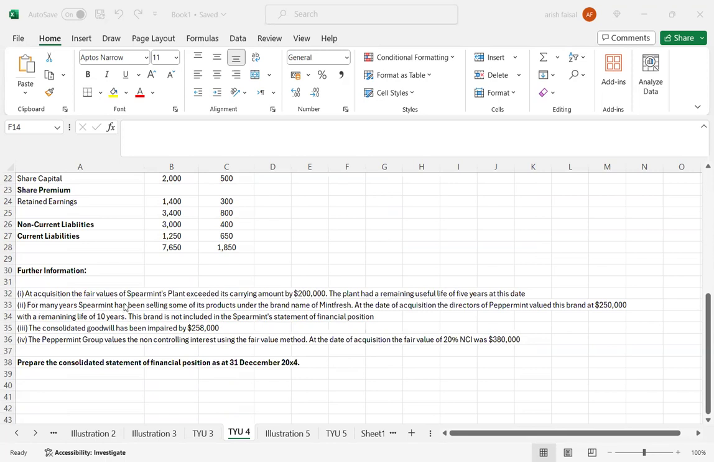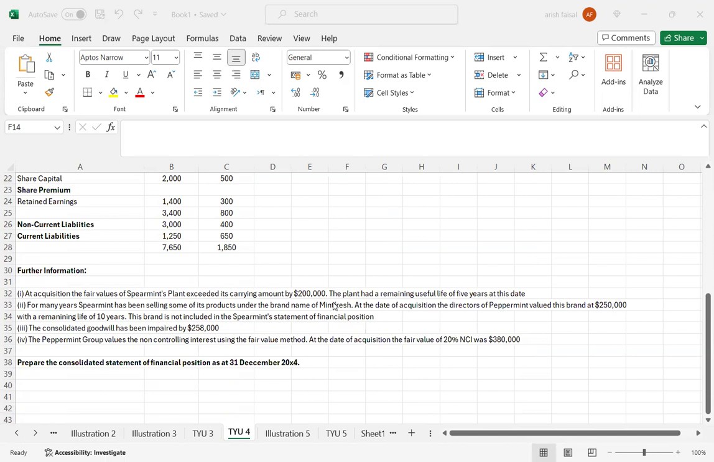It says that at acquisition, the fair value of Spearmint's plant exceeded its carrying amount by 200,000, and the plant had a remaining useful life of 5 years at this date. So basically, this is the fair value adjustment which I was talking about at the start of the video.